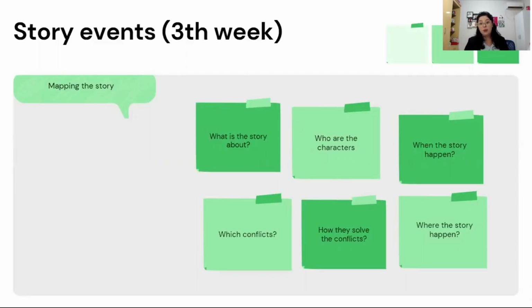First, they will have to map what the story is about. So the WH questions will help here, okay? Who are the characters? What is the story about? When did the story happen? Which conflicts happen in the story? How do the characters solve the conflicts? And where did the story happen? And when? Where and when did the story happen? So here, as well as with the others, we are going to gather this information and use it in the end for the mind map, okay?